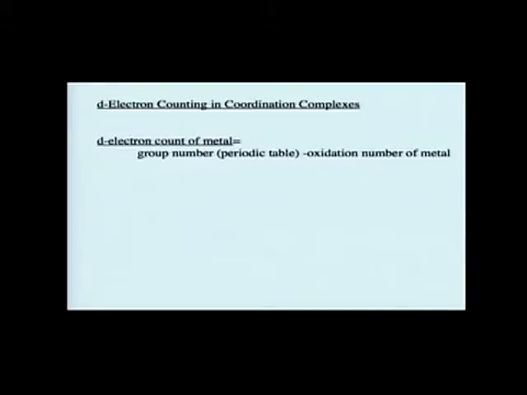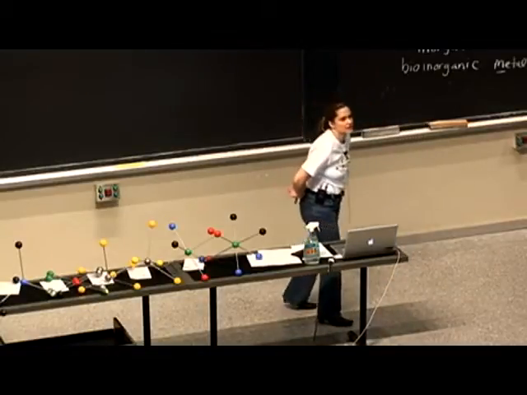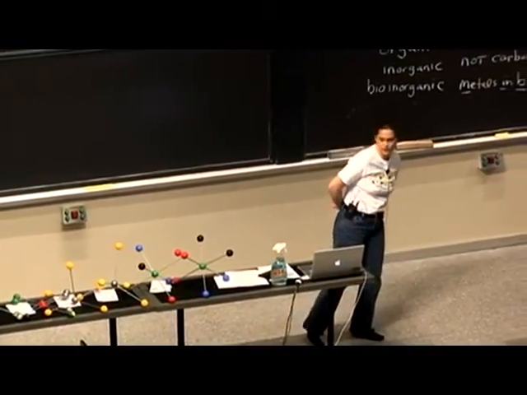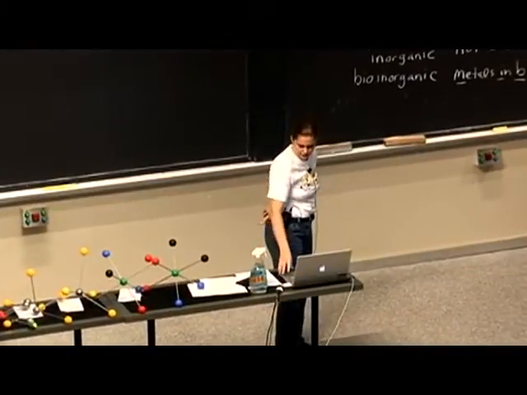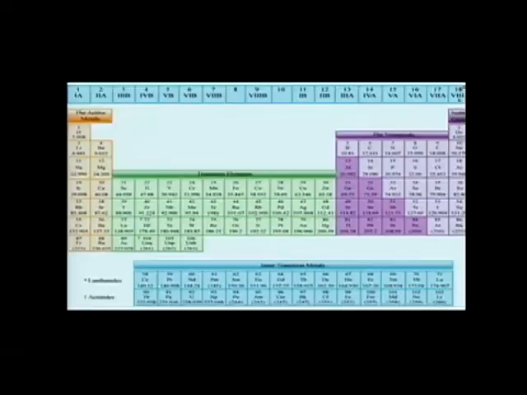So we're going to refer to a thing called the d electron count of the metal, which has to do with the group number from the periodic table minus the oxidation number of the metal. That is going to tell us the d electron count. If you haven't learned how to do oxidation numbers yet, you need to know that for exam 3, and you need to know that for this unit. So let's look at a few examples of this, and we'll put up our friend, the periodic table.